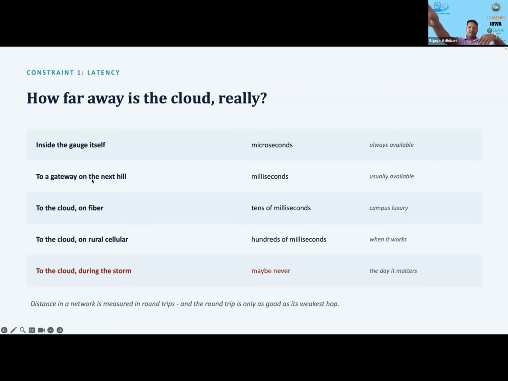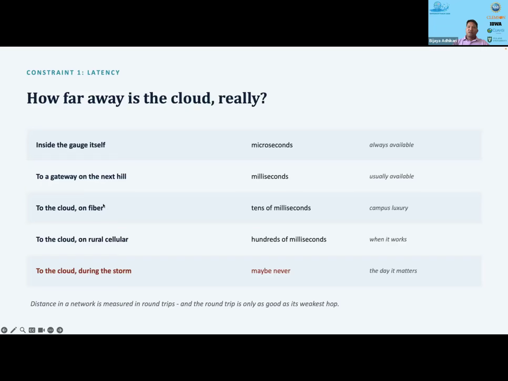Imagine there are lots of sensors, all spread out along the river. There has to be something that aggregates the data, that reads all the radio signals, is slightly more powerful than these individual sensors, and sends the data to the cloud through some communication channel. This is the gateway. If you do some computation there, it's milliseconds. It's usually available because it's in the vicinity.